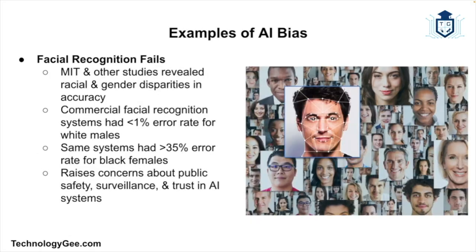Now, before we dive into where bias comes from, let's look at some examples where things went wrong. We have facial recognition. Studies by MIT and others found that commercial facial recognition systems were significantly less accurate at identifying black and brown faces, especially for women. In one case, error rates for white males were under 1%, while for black females, it was over 35%. And that's not just a bug, this is a trust and safety issue.